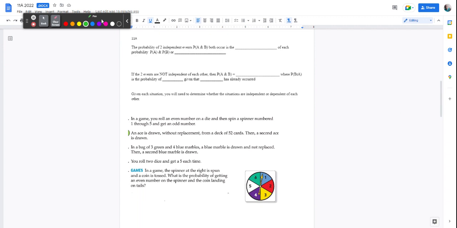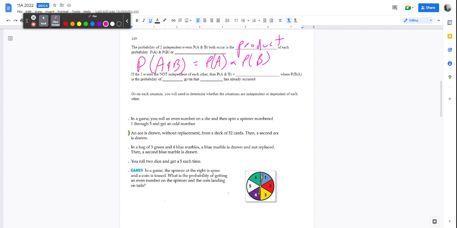Now, going on to the second page, let's say we're trying to find the probability of 2 events that are totally independent. We call it the probability of A and B. The probability that A and B both occur is the product of each probability, P(A) and P(B). So the probability of A and B equals the probability of A times the probability of B, if these 2 events are totally independent.